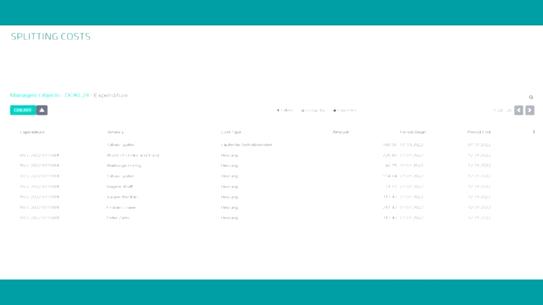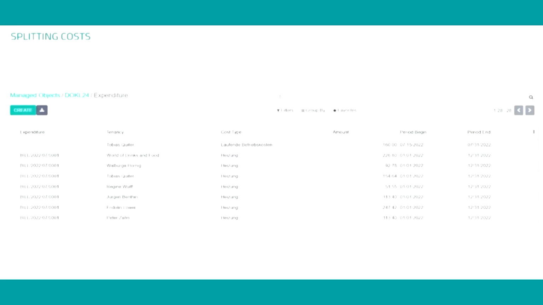Another very time-consuming thing in property administration is the splitting of costs to the single units and doing the utility billing at the end of the year or beginning of next year. Again, we made this a lot easier and used automation for this.